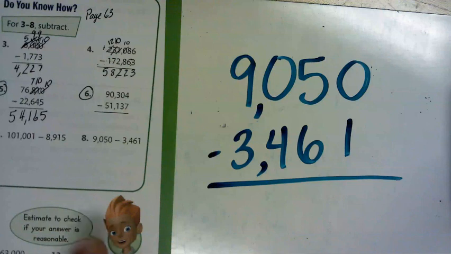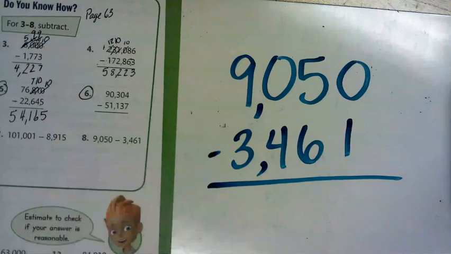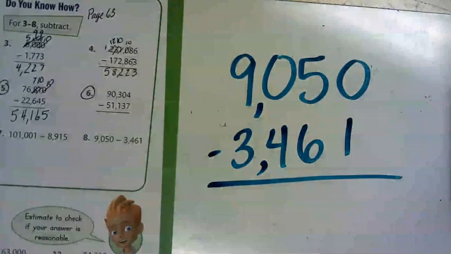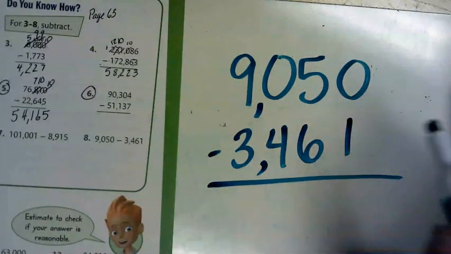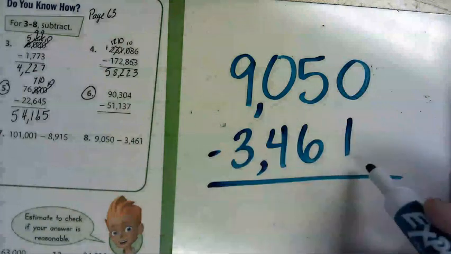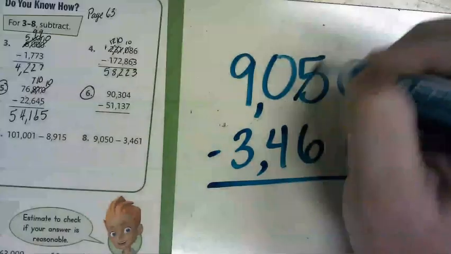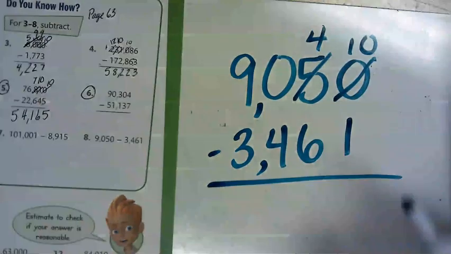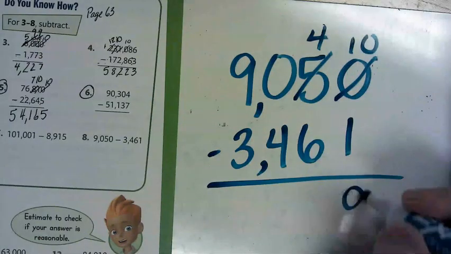All right, here is number 8. Hopefully you were able to solve that one. I already rewrote it, lining up all of my place values. So here I go. So I've got 0 minus 1. I can't do that, so I've got to go next door to regroup. And that becomes a 10. 10 minus 1 is 9.